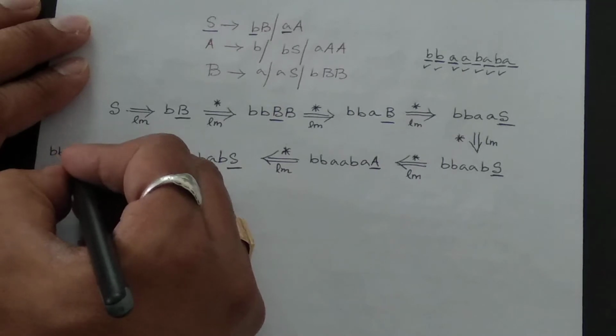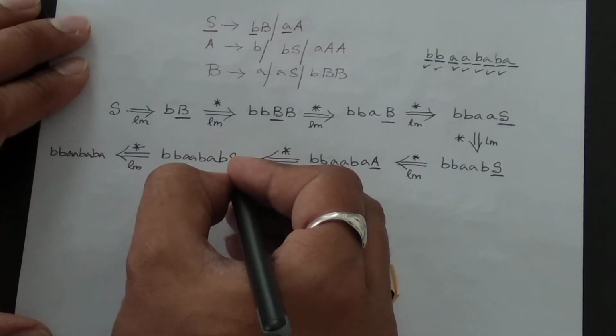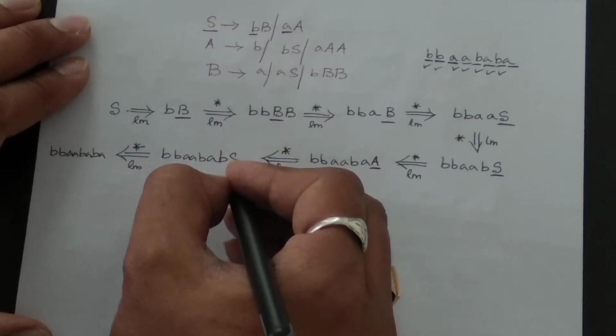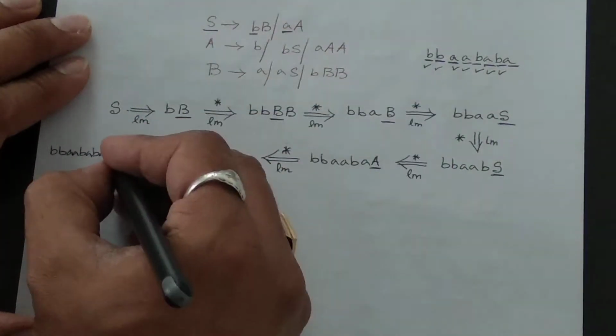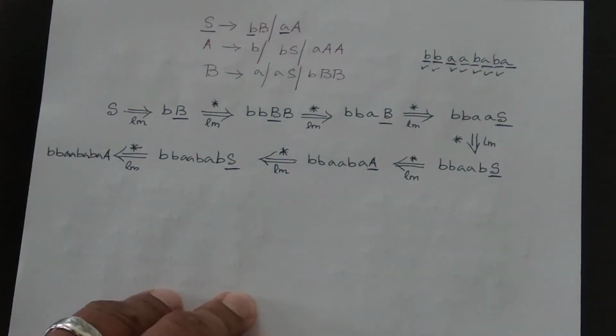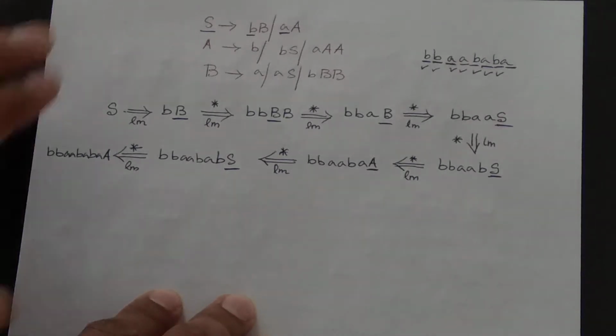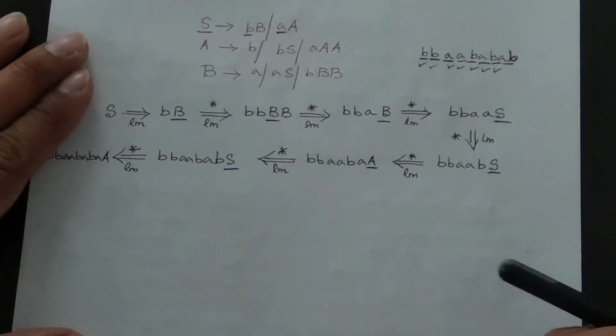B, B, A, B, A. And for S, I can use which symbol? For S, I have to use which production? A, capital letter A. Now, as you can check it out, sorry, I made a mistake. One more string is left out. That is your B. I forgot to mention in the question.